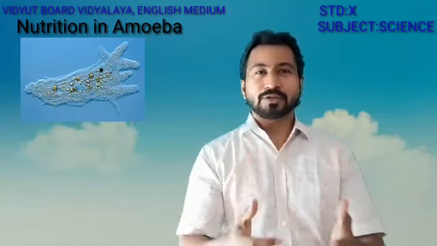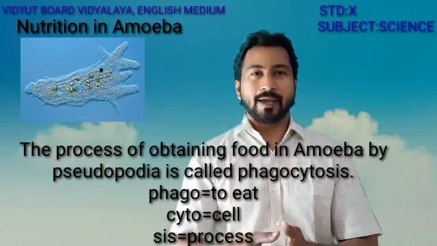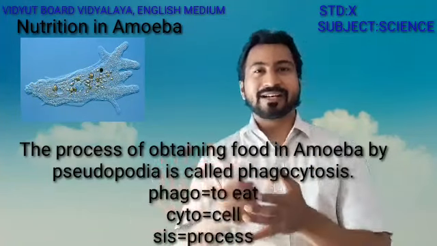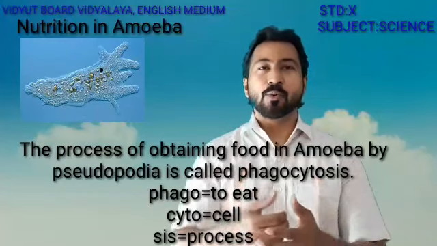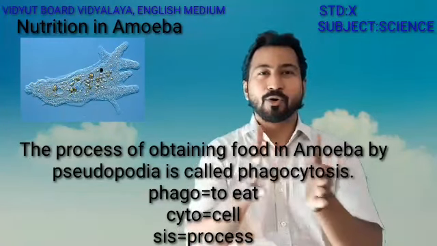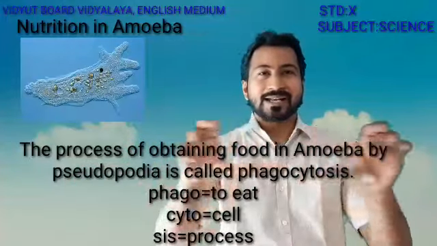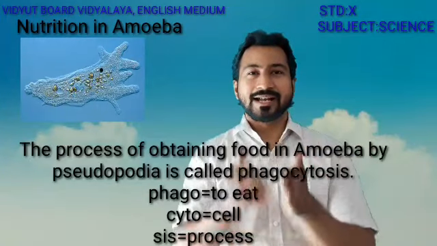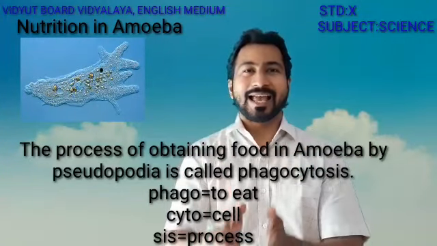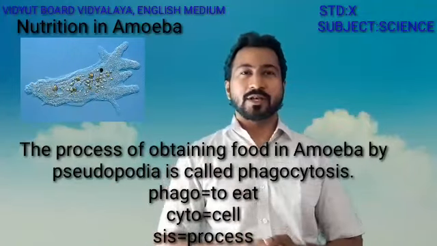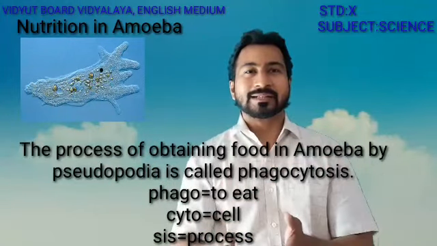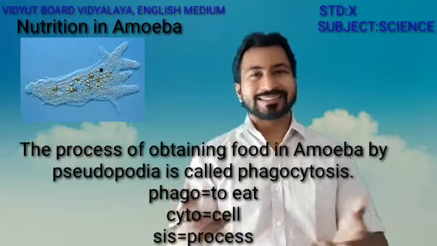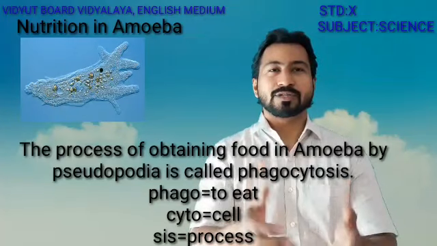And this process in case of amoeba of obtaining food with the help of these finger-like structures, that is the pseudopodia, is known as phagocytosis. Now let me divide the word phagocytosis. Phago means to eat, cyto means the cell, and cis means the process. So the process which is done by the cell, that is amoeba, in order to obtain its nutrition, is said to be phagocytosis.